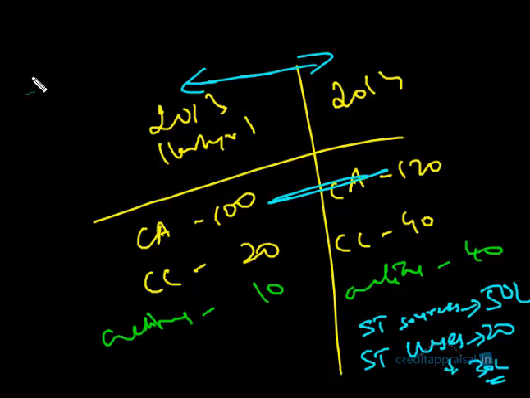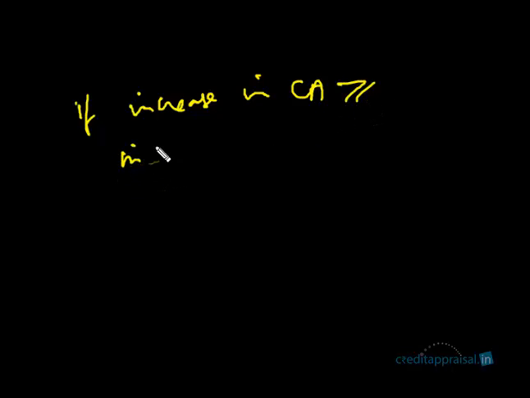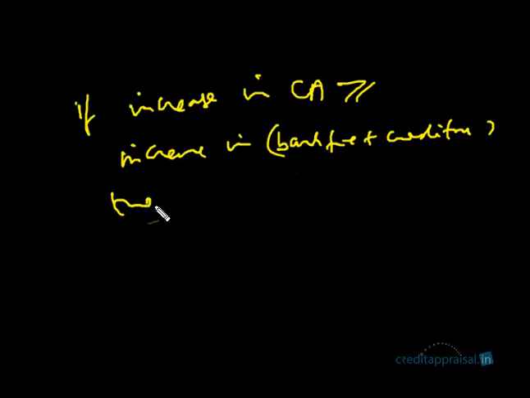You straight away cannot see the difference in current assets between 2 years, CA1 and CA2, last year current assets, this year current assets, and then compare the bank CC. You can't compare these two directly, because there is another component called creditors. So the correct way is, it's not just OCC, but all the short-term sources. So now we'll modify like this. If increase in current assets is greater than or equal to increase in not just bank finance but also creditors, then no diversion of funds.